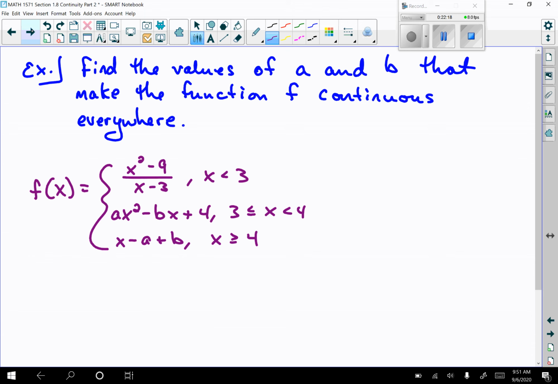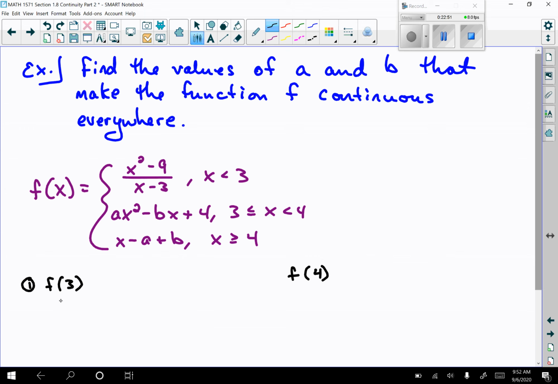Here we want to find the values of a and b that make the function f continuous everywhere. So again, it's just going back to the definition of continuity, but pause the video and copy this down. We have two special numbers over here to the right: 3 and 4. So step 1 is that we want to determine, does f of 3 exist? Does f of 4 exist? Because if neither one of those exists, then we would say right there that our function is not continuous at those values.